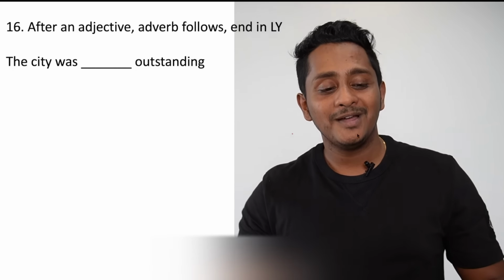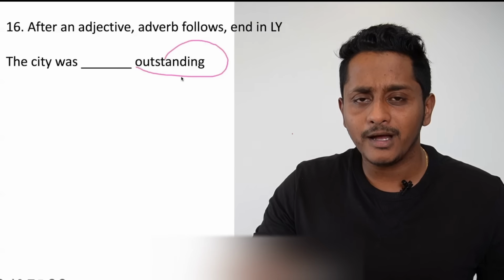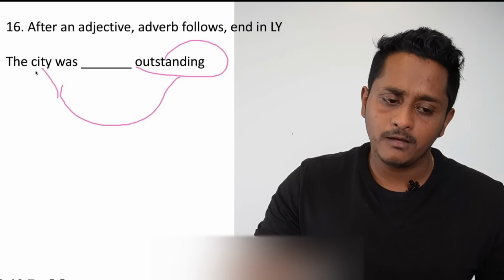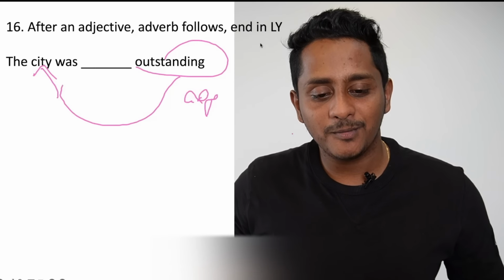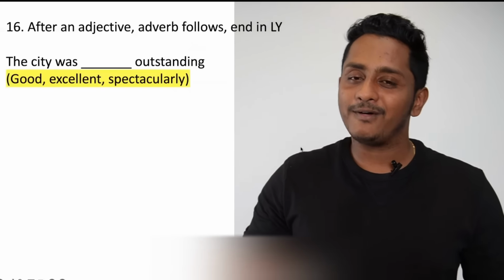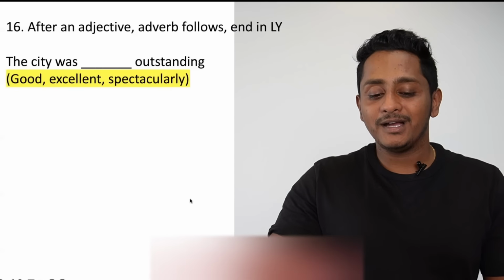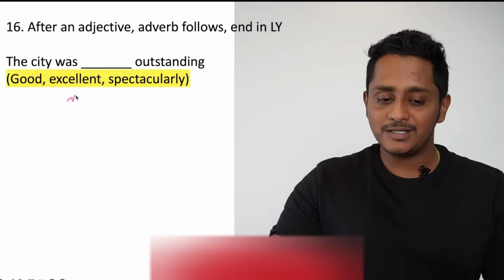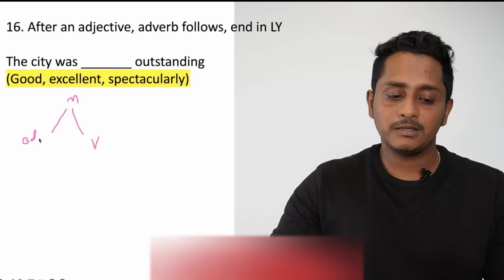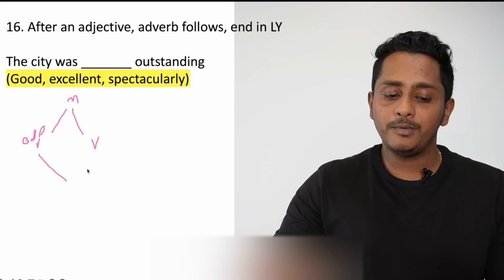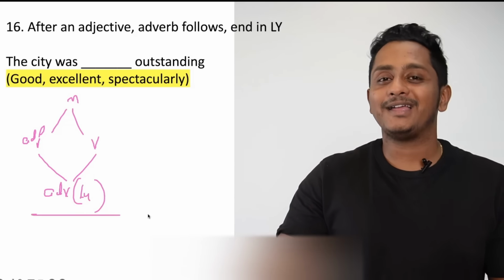He is extremely good. Now, the city was outstanding. How was the city? The city is beautiful. All these are characters of a city. This is an adjective. The extension of an adjective is again an adverb, which ends in L-Y. The city was spectacularly outstanding. Now you need L-Y. Guys, pay more attention. This is a noun. This is a verb. This is an adjective. Adverb comes for both verb and adjective, and it ends in L-Y.